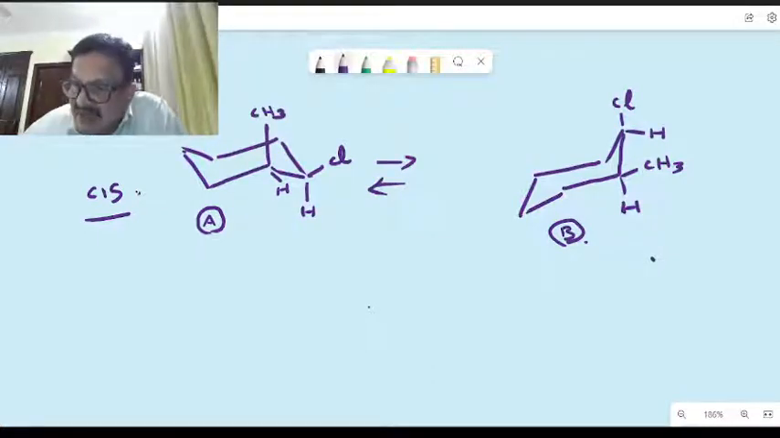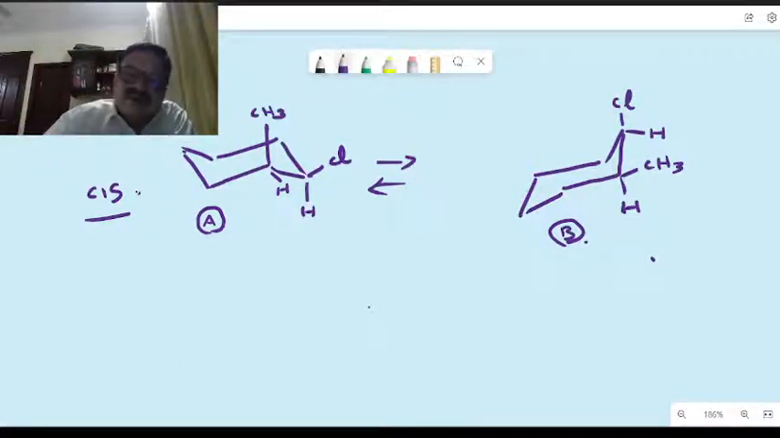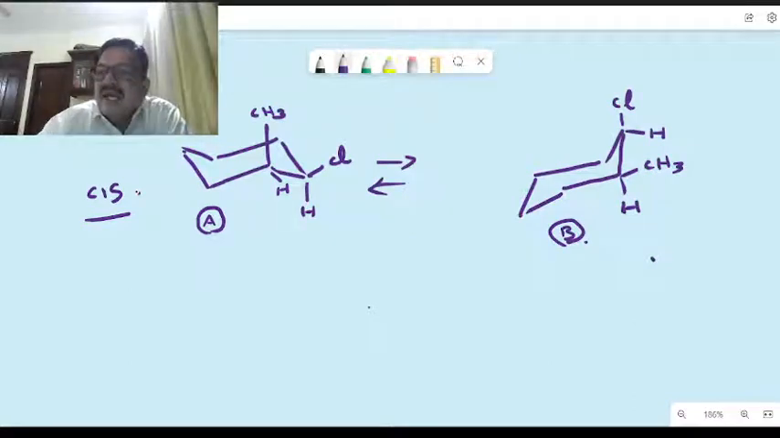Cis isomer exists in two conformations, A and B, which we have written here. Each one has one group axial and one group equatorial. So the E2 reaction must occur from conformation B. Why? Because it has an axial chlorine atom. Most important point: because conformation B has an axial chlorine atom, E2 elimination takes place here.